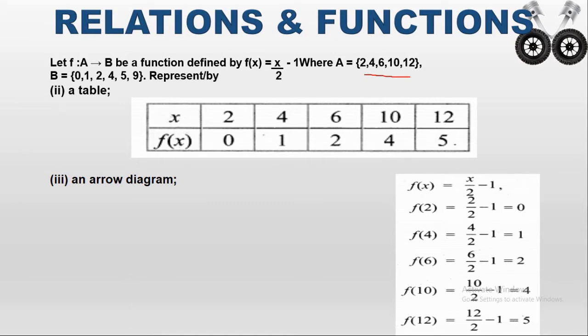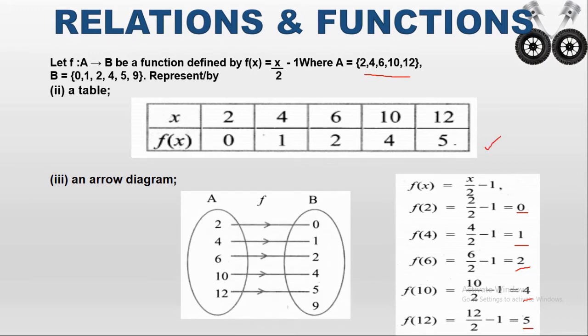So for 2, what is the f of x value? 0. For 4, the f of x value is 1. For 6, the f of x value is 2. And for 10, the f of x value is 4. For 12, the f of x value is 5. So the table form is finished.